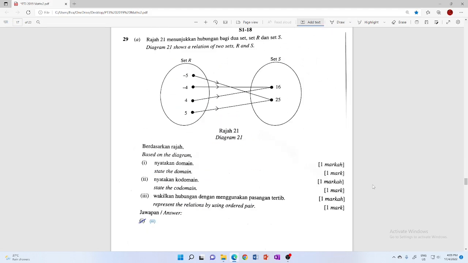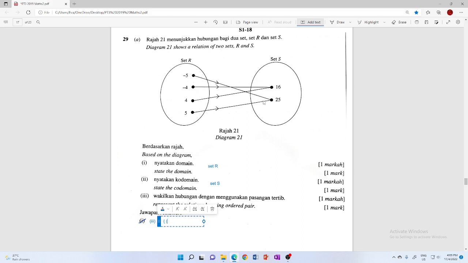Question 29a. This diagram is a relation between set R and set S. First, we need to state the domain. Domain is set R, and the codomain is set S. And I need to represent the relations by using ordered pairs. For ordered pairs, we write inside a big bracket, and each pair inside a small bracket. So it's a pair between the object and its respective image.